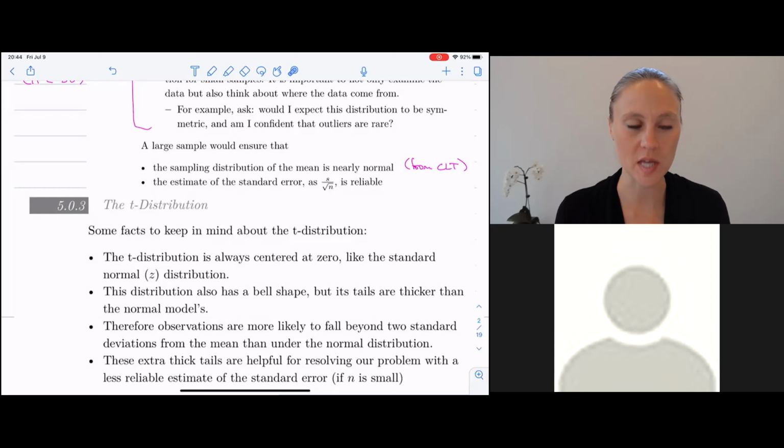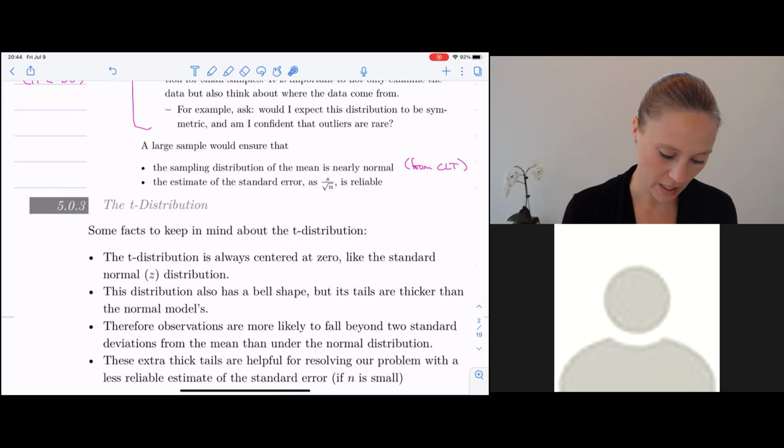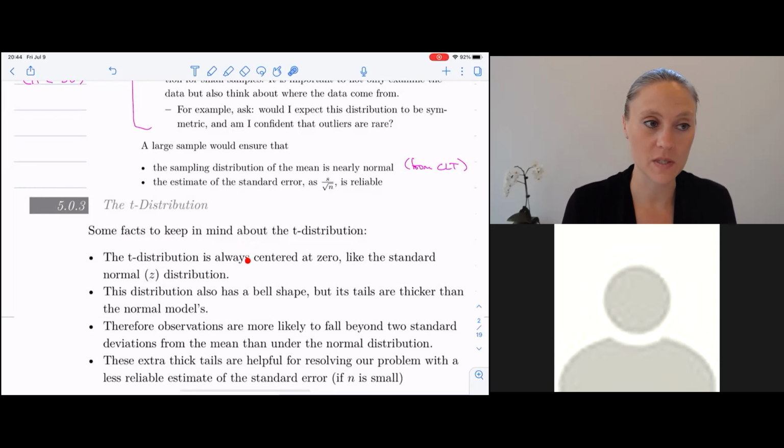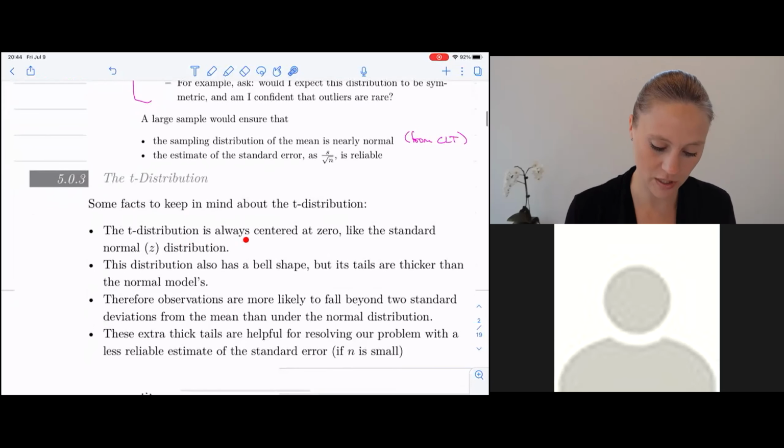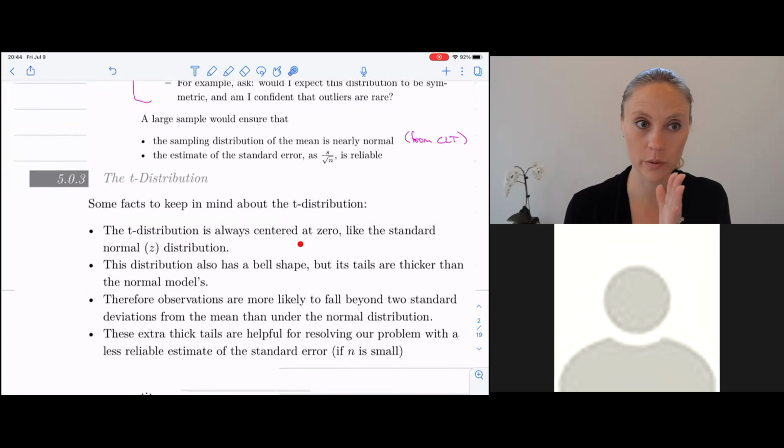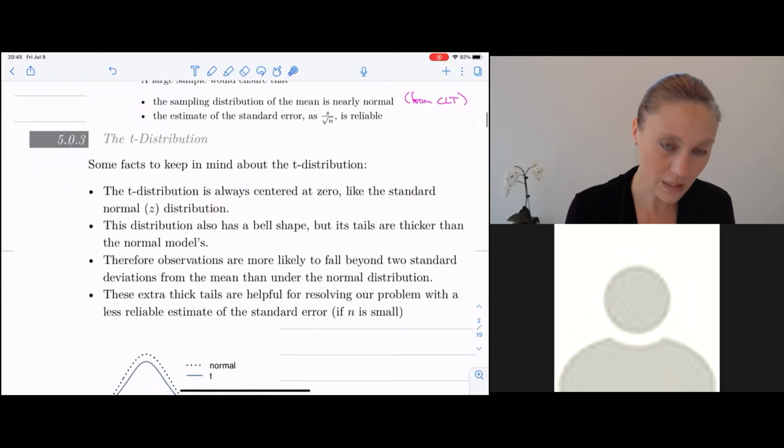Okay, so let's talk about the t distribution. There are a couple of facts that we need to keep in mind, and a lot of them are the same as the z distribution. So the t distribution is always centered at 0, right? Just like the standard normal z distribution. I don't remember if I've called it the standard normal before, but that's another way. I call it z, just to point you in the right direction, but it is called the standard normal distribution as well.